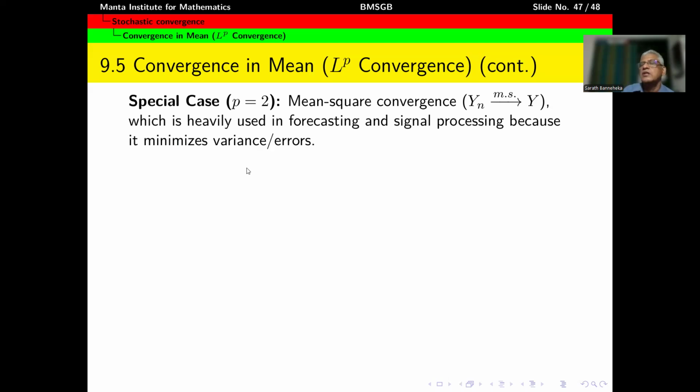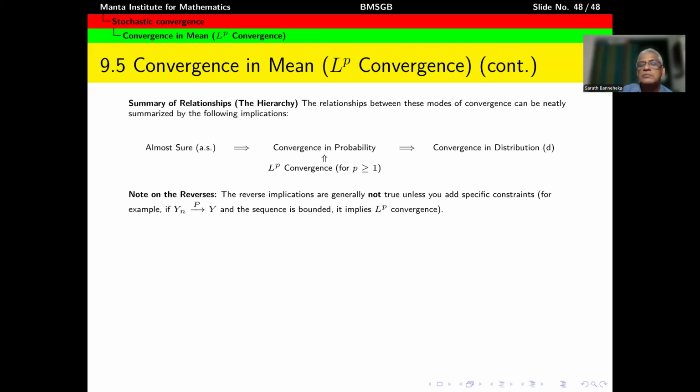Whether the variance is converging to zero or whether the mean square error is converging to zero as n goes to infinity. So that is what we usually check in forecasting, because when we forecast in the long term, we want the variance or the mean square error to be getting smaller and smaller as n goes to infinity. So those are the different types of convergence.